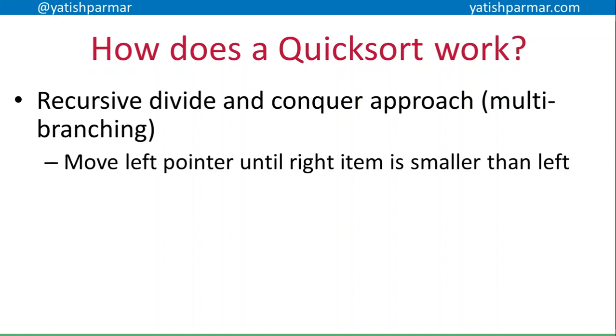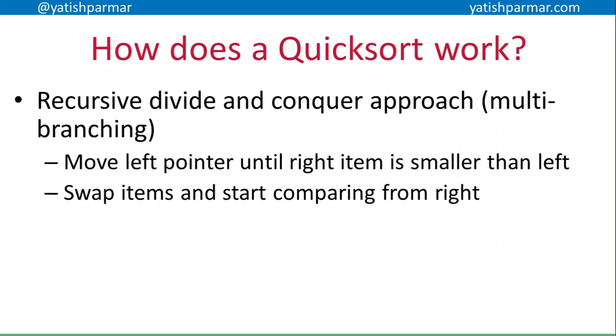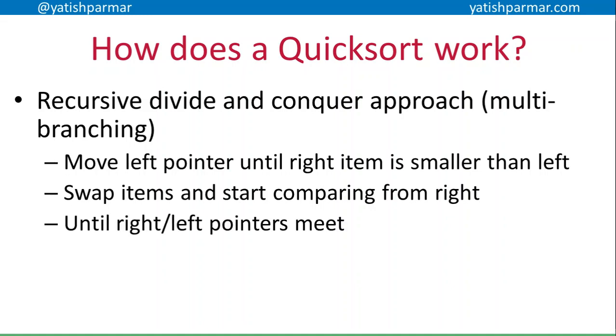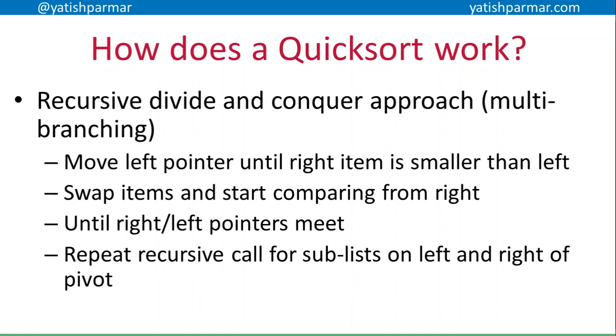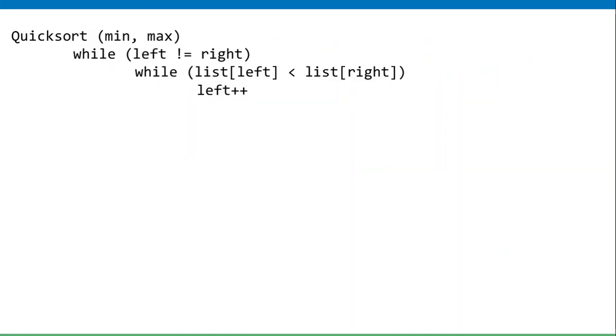All right, we are moving the left pointer until the right item is smaller than the left, at which point we swap the items and we start comparing from the right this time, moving towards the left of the partition, and we keep doing that until the left and the right pointers meet, at which point we've identified a pivot. So then we can repeat the recursive call for the left partition and for the partition on the right.